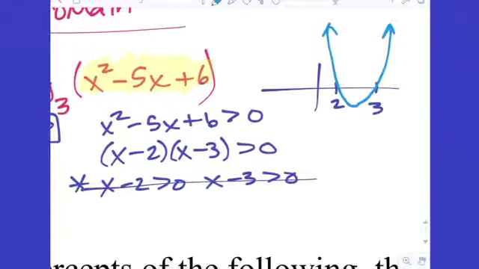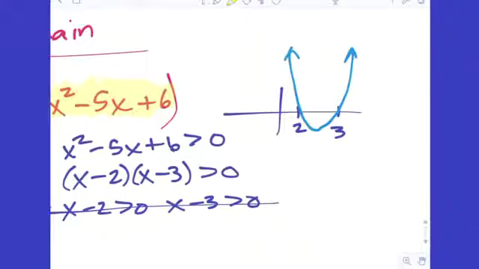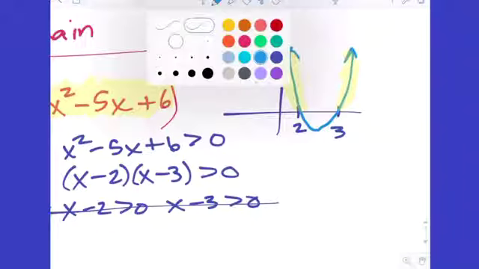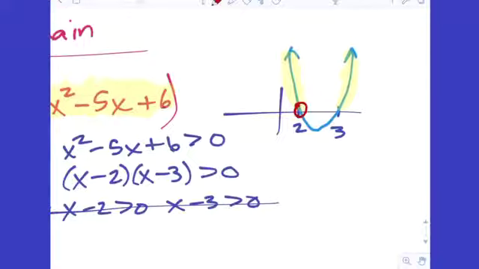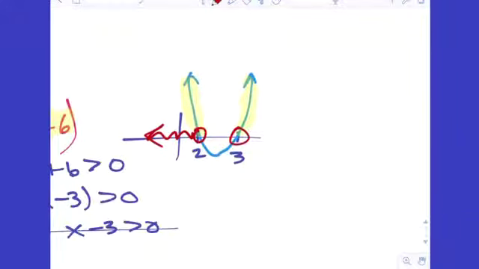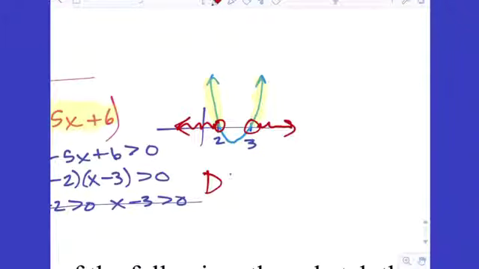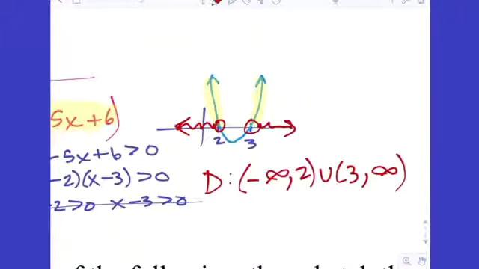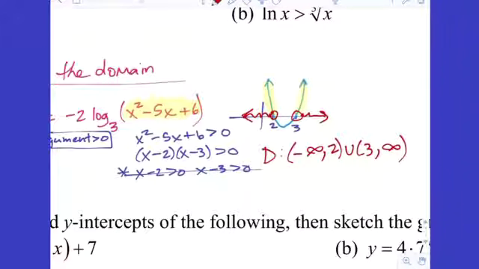So if you draw it, you want to know what values of x is that graph positive. That means where is it above the x-axis? And it's obviously positive to the left of 2 and to the right of 3. Strictly to the right of 3 and strictly to the left of 2. So your domain is going to be negative infinity to 2 union 3 to infinity. If the parabola had opened downward, it would be everything between 2 and 3. So don't fall prey to the incorrect algebra.